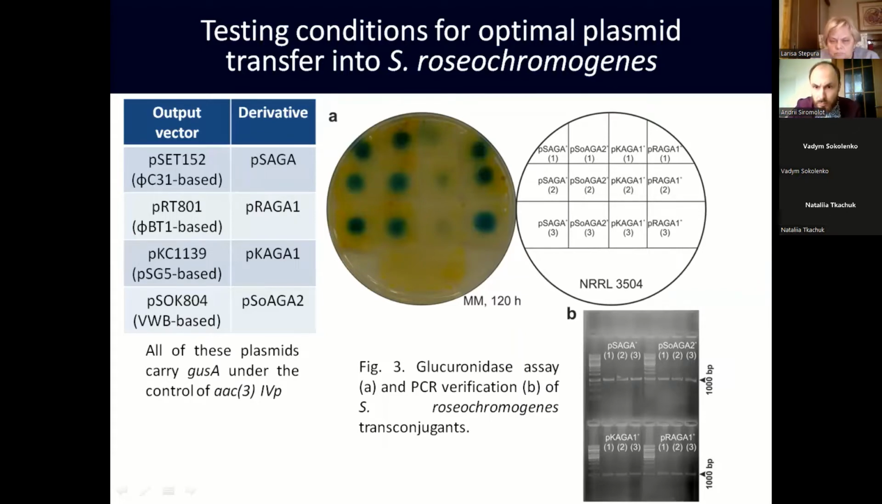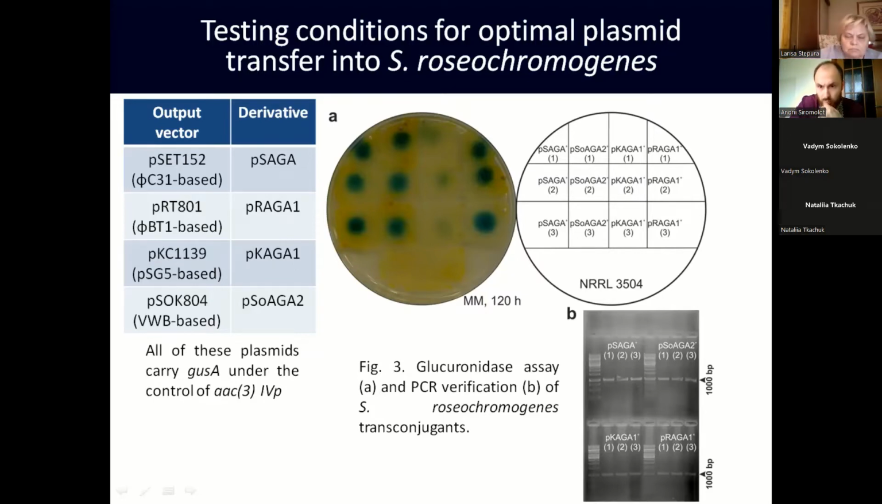3 of them are based on phages, that is pSAGA, it is phiC31 based. pRAGA1, this is phiBT1 based plasmid. pKAGA1, this is based on an integrative vector pSG5. And the last one, pSAGA2, it is VWB based, this is also a phage based plasmid.